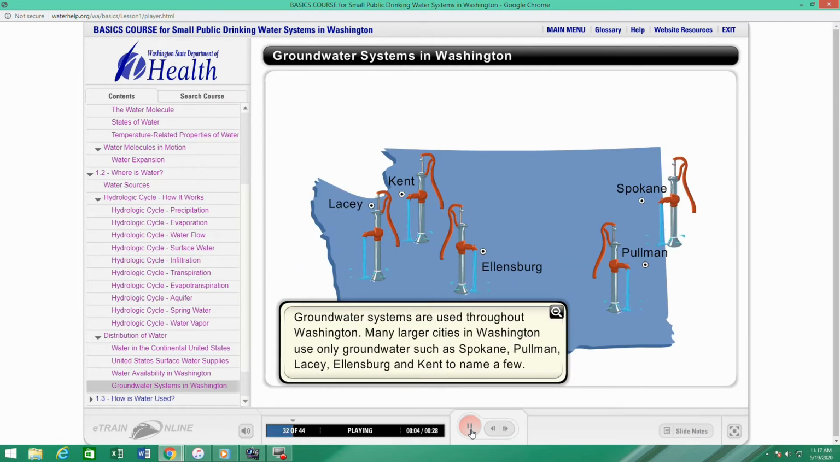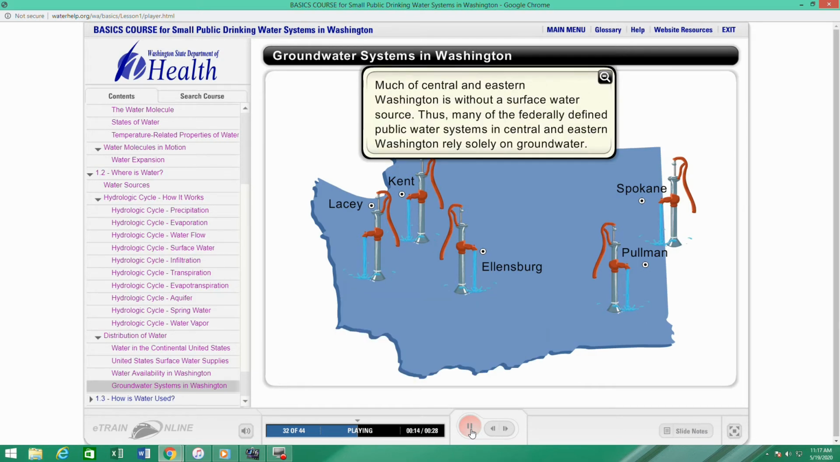Groundwater systems are used throughout Washington. Many larger cities in Washington use only groundwater, such as Spokane, Pullman, Lacey, Ellensburg, and Kent, to name a few. Much of central and eastern Washington is without a surface water source. Thus, many of the federally defined public water systems in central and eastern Washington rely solely on groundwater.